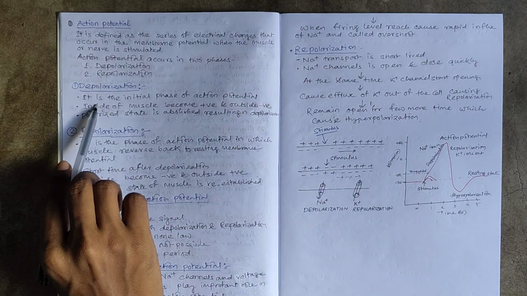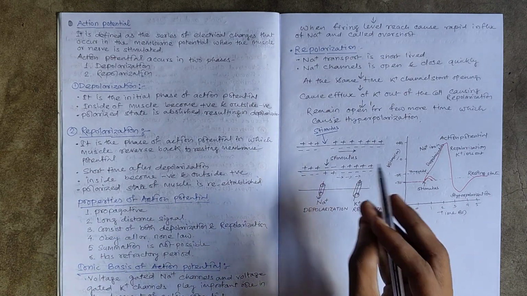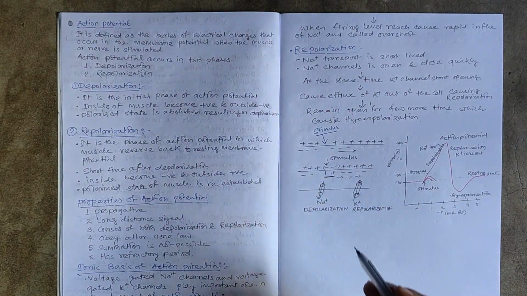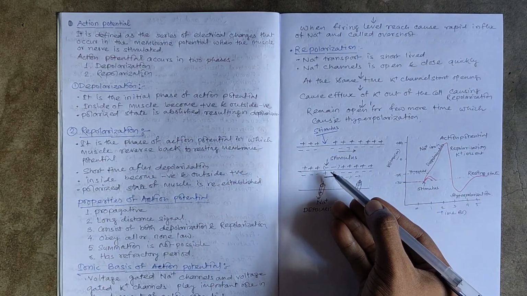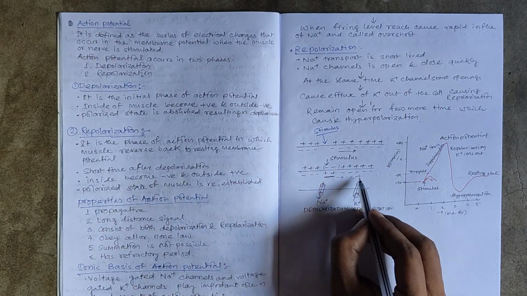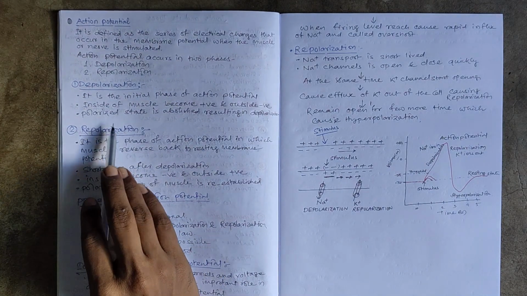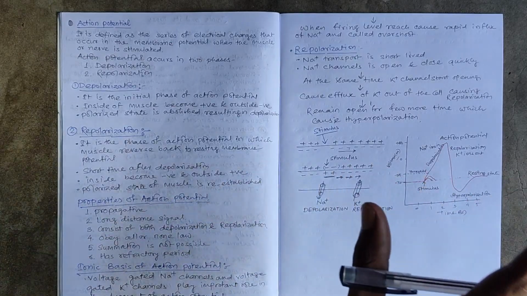So what is depolarization? It is the initial phase of the action potential, and inside the muscle becomes positive and outside becomes negative. When the stimulation is absent, outside is positive and inside is negative. But when the stimulation is present, inside becomes positive and the outside becomes negative. And this impulse is going forward, going forward. And the polarized state is abolished, resulting in depolarization. This is known as depolarization.